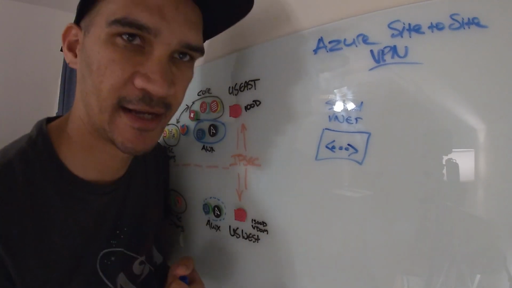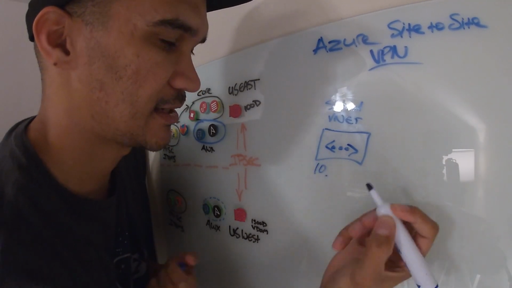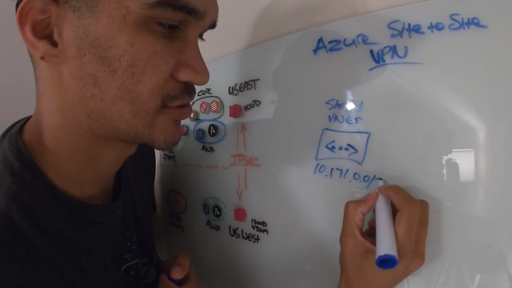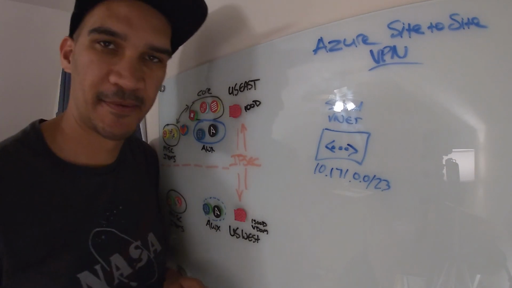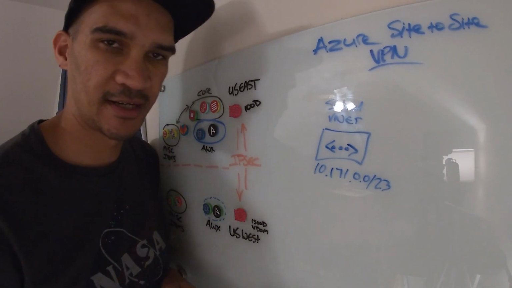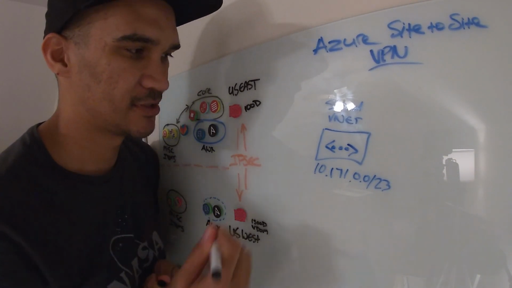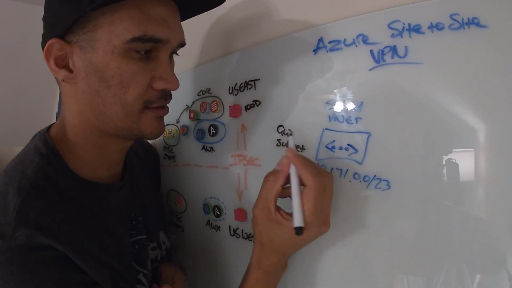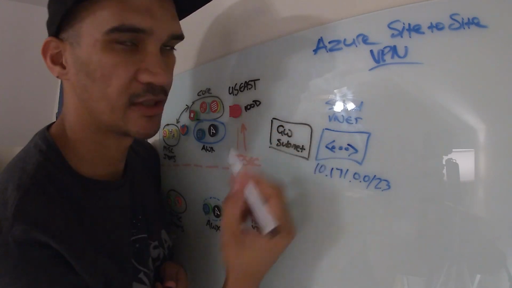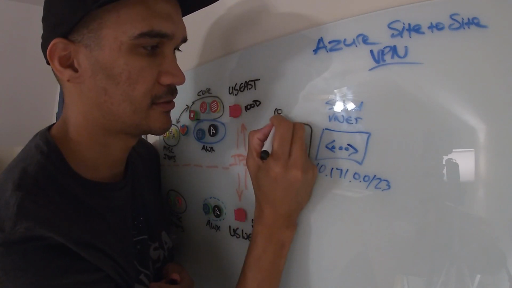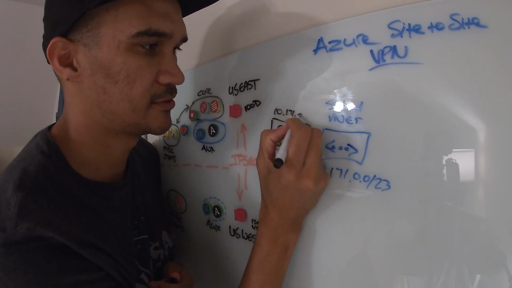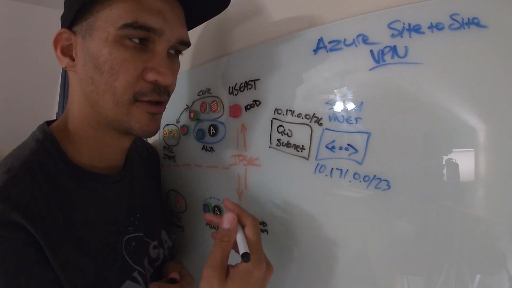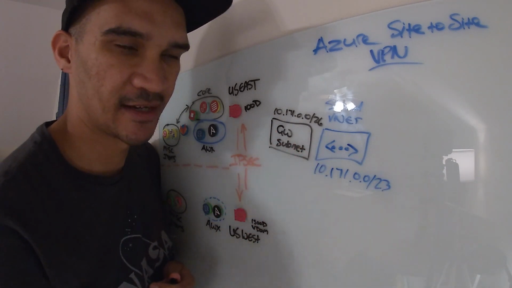So we're going to give the VNET an address space, something arbitrary like 10.171.0.0/23. Once we have the VNET up, we can then go divide it into subnets. And the first subnet that we're going to do is that we're going to put a gateway subnet over here. We're going to give that an address space of 10.171.0.0/26. So then we'll use /26 to divide up the rest of the things.